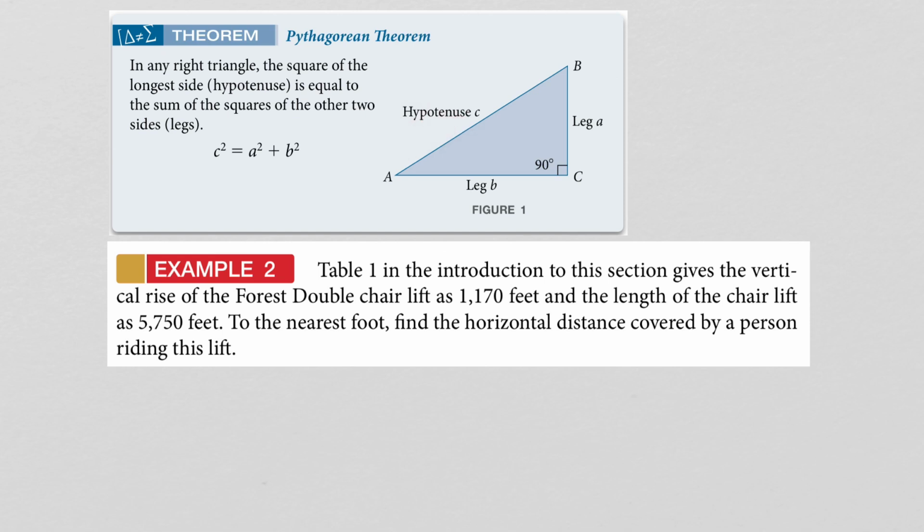And we know that in any right triangle where the legs are a and b and the hypotenuse is c, we know that c squared must be equal to a squared plus b squared. And this is perhaps the most important theorem in all of mathematics. So this is a really good theorem to remember. Okay, let's take a look at an example.